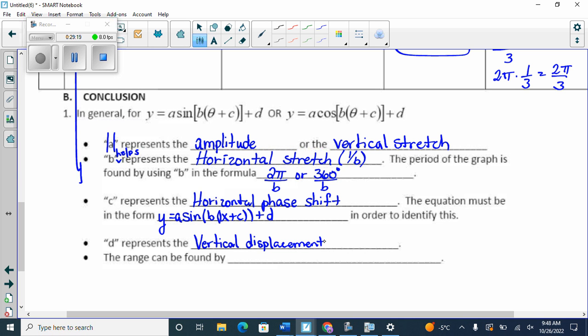And the range can be found by, so we can write it out this way. We can go y such that our minimum, d minus our amplitude, which I'll write as absolute value of A, is less than or equal to y, is less than or equal to d plus the absolute value of A. In interval notation, it's just d minus the absolute value of A, comma d plus the absolute value of A.